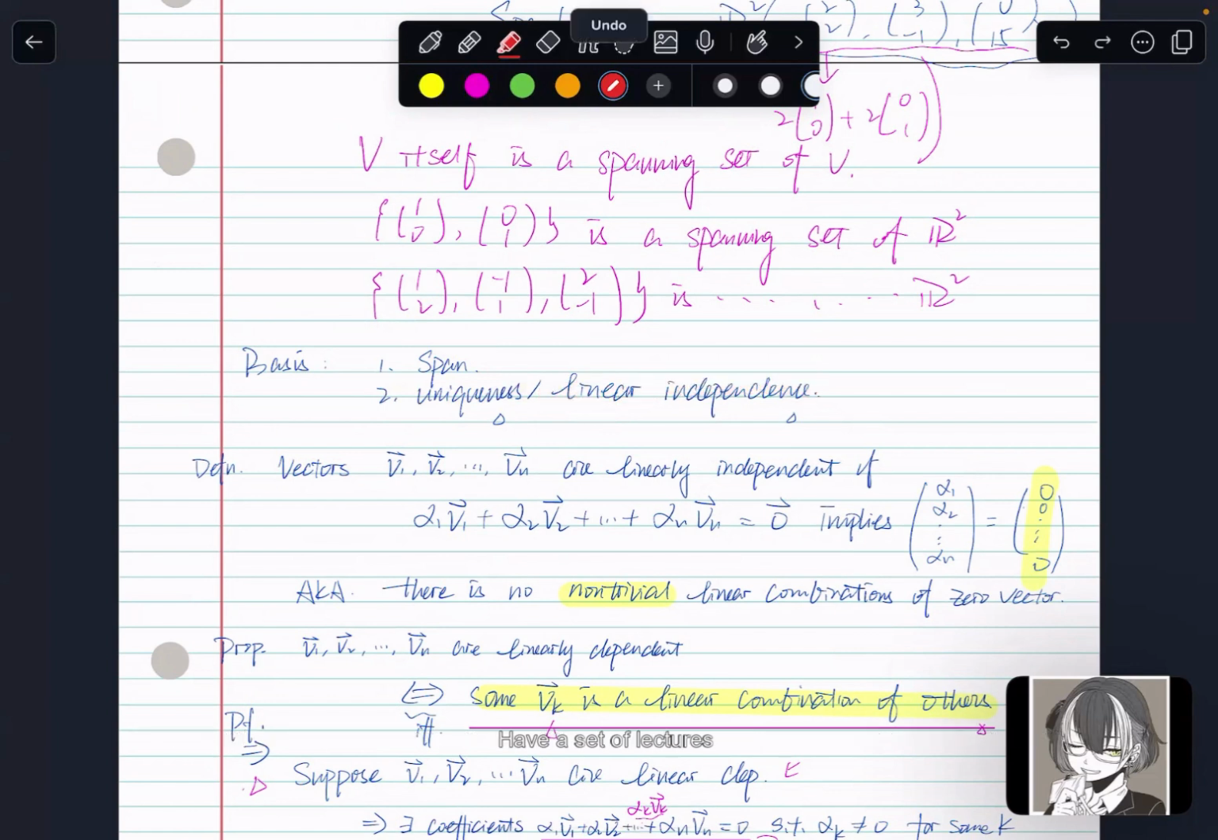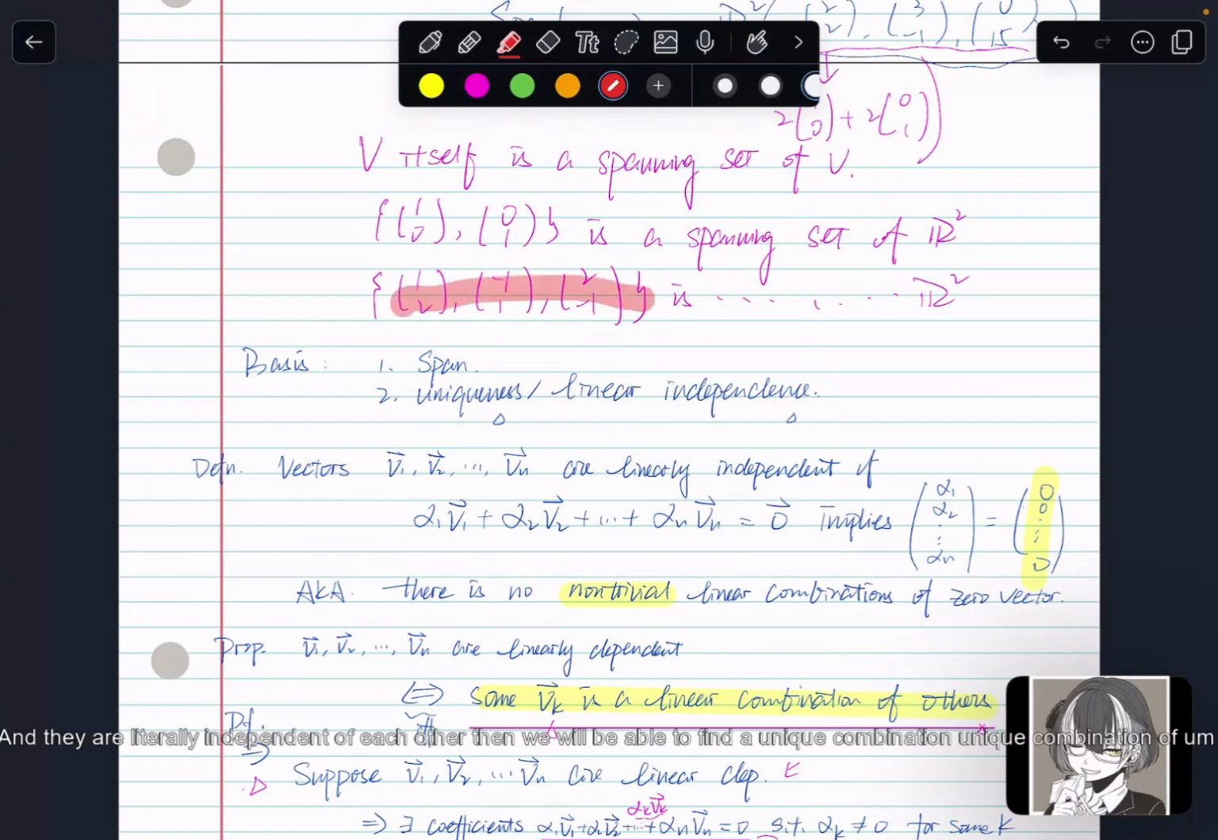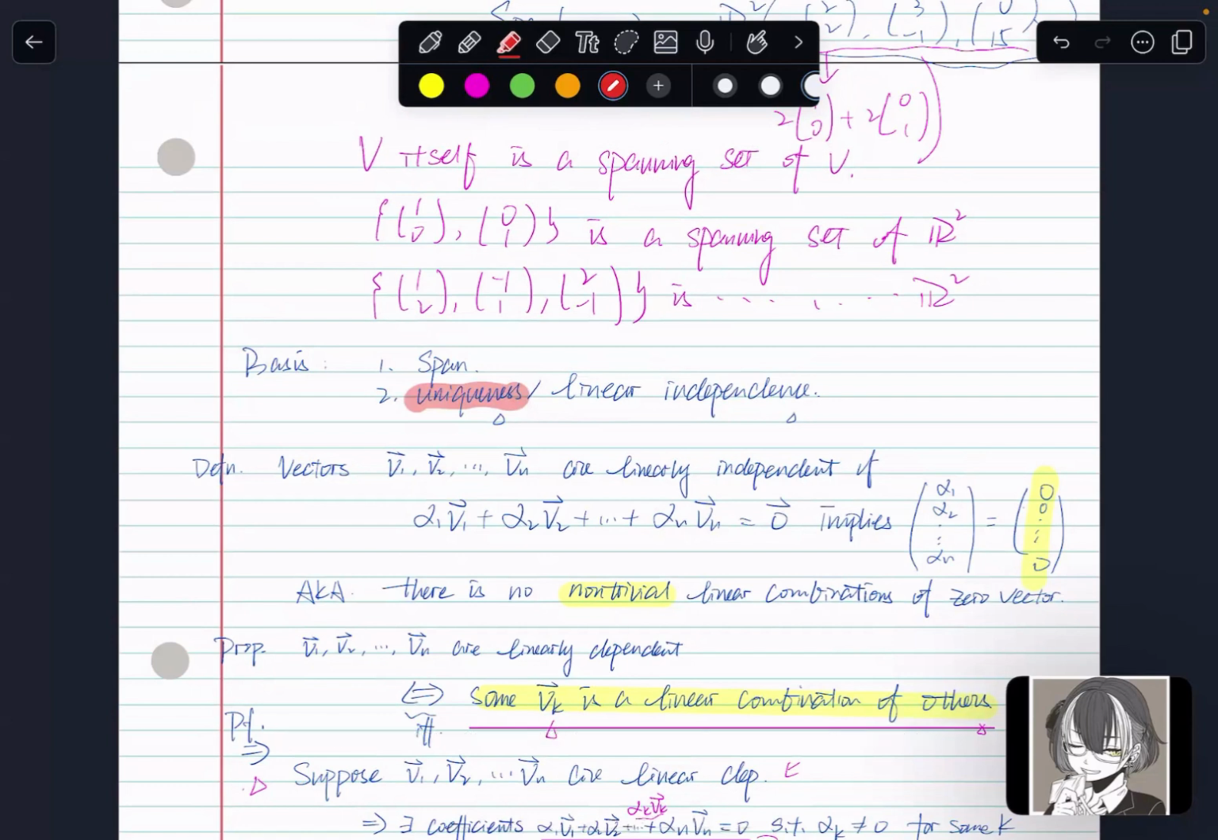So if I have a set of vectors and they're linearly independent of each other, then we will be able to find a unique combination, or unique coordinates, so that we know that our vector is the basis.